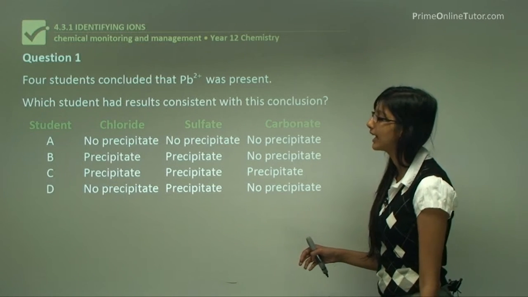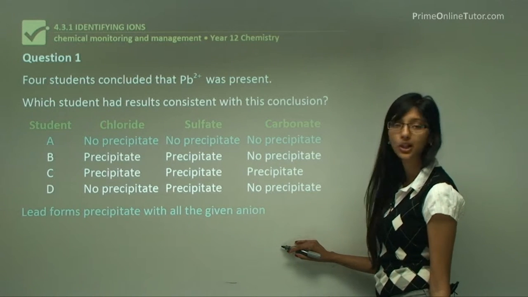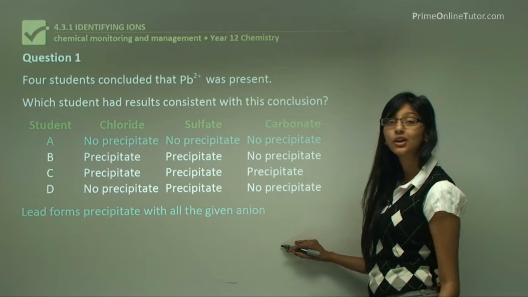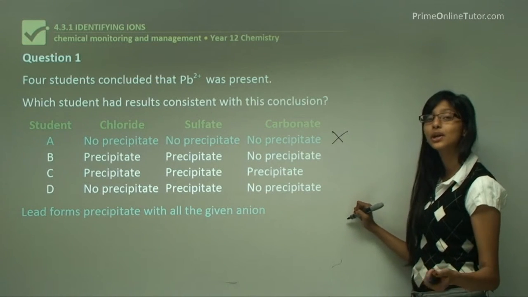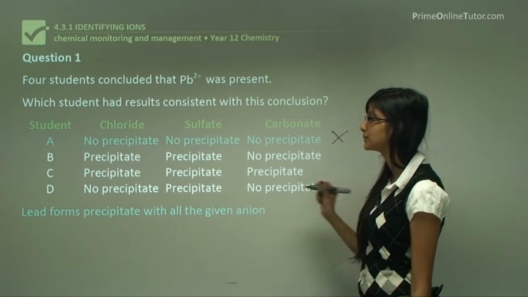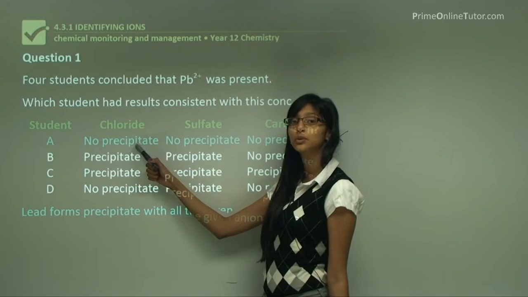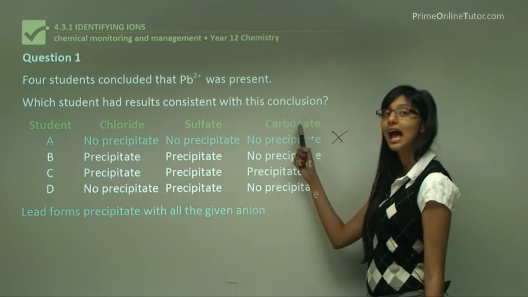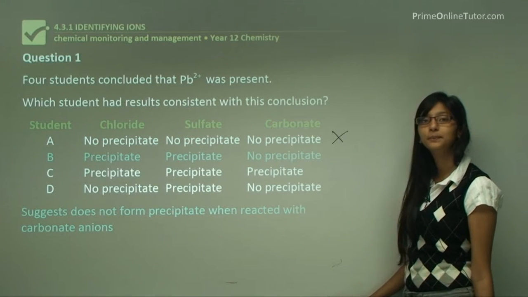Option A tells us that no precipitate was formed with chloride or with sulfate or with carbonate, and this is wrong. Why? Because we already know that lead forms a precipitate with all these three types of anions, so it should have a white precipitate with chloride, with sulfate, and with carbonate. So option A is wrong. Let's look at option B.